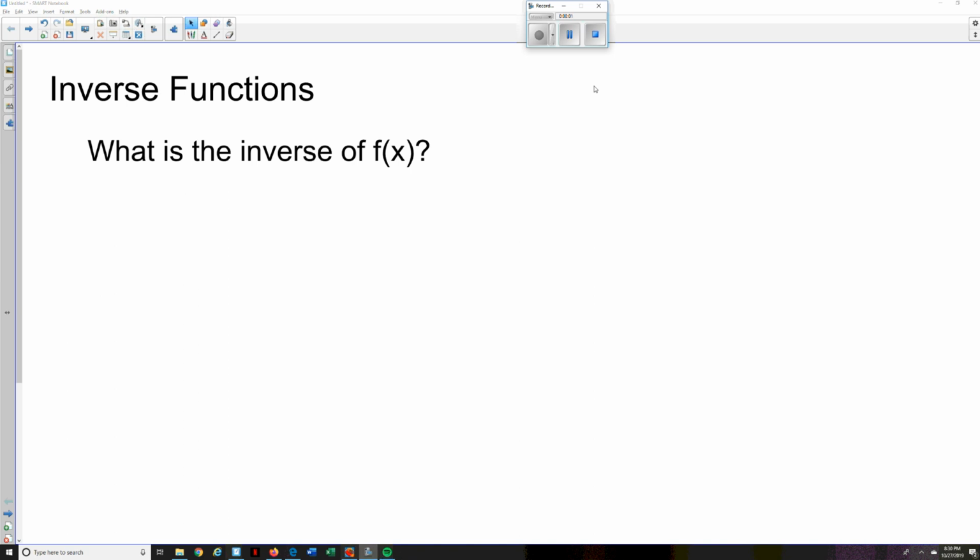Well, hi ho, neighbors. Today we're going to talk about inverse functions. And so we're going to talk about what is the inverse of f of x. Perhaps you remember this from algebra 2, but let's take a look at a function.